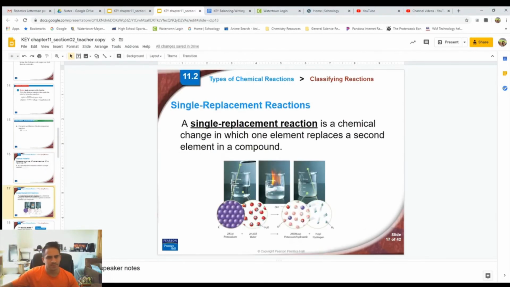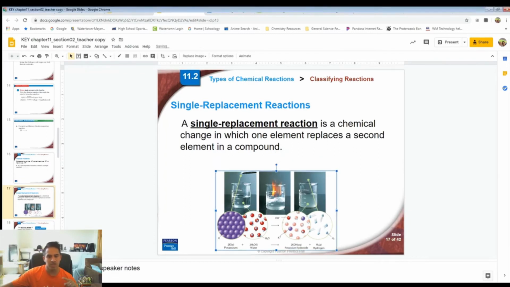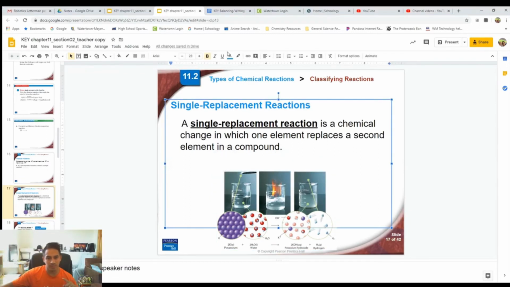Sorry, apologize. Next we have a single replacement reaction. In this kind of reaction, usually you're starting with an element, and it's going to react with a compound. The element will replace one of the elements in the compound. Usually the element is going to be a metal, and so it's going to replace the cation that's in the compound.